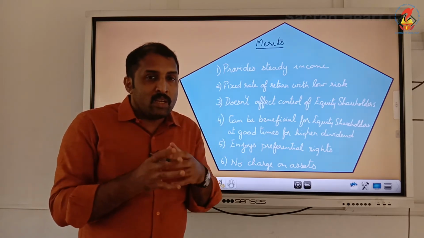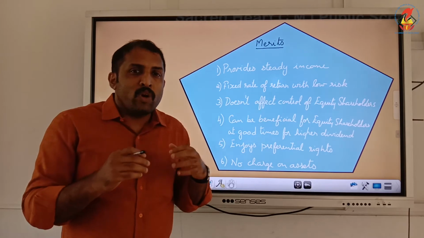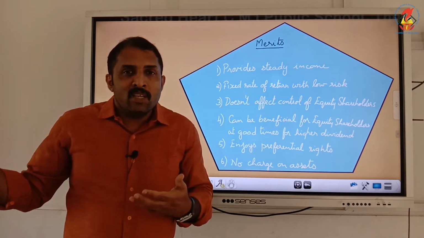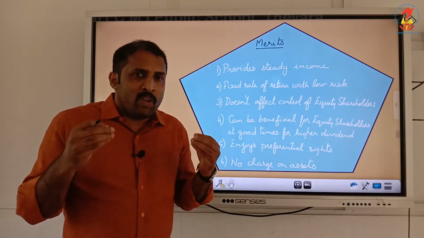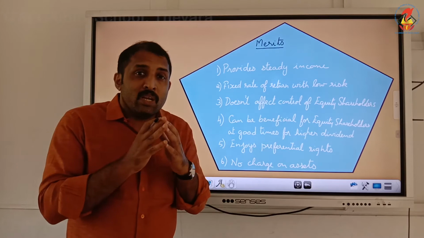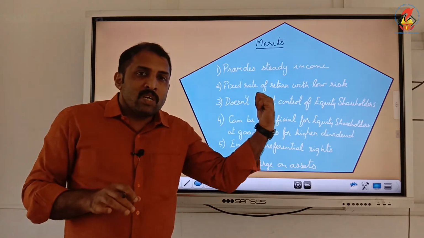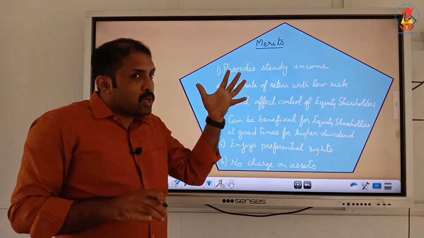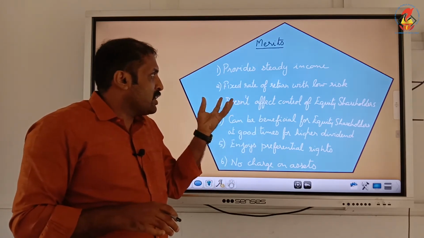Low risk is another factor. They will receive a fixed payment and they don't have to assume risk as equity shareholders do. Equity shareholders will be paid only on the basis of earnings after all the settlements are made. But here, before equity shareholders, preference shareholders have to be considered. So comparatively risk is less and a fixed rate of return they will receive.